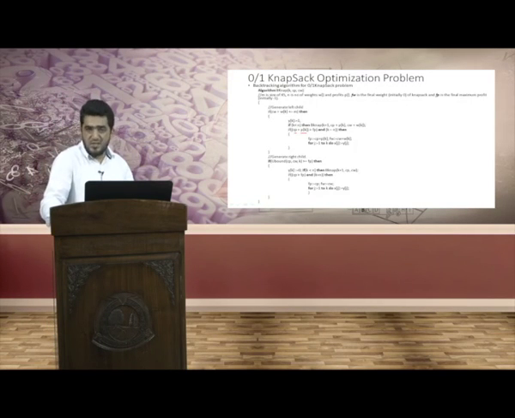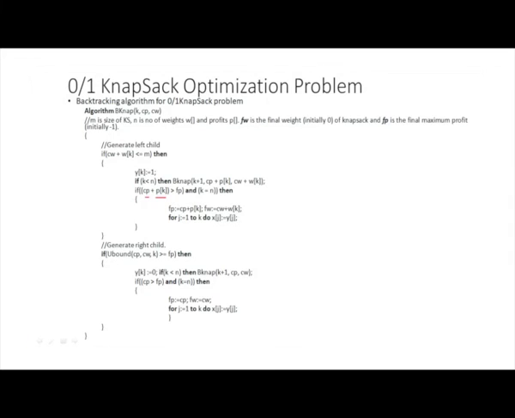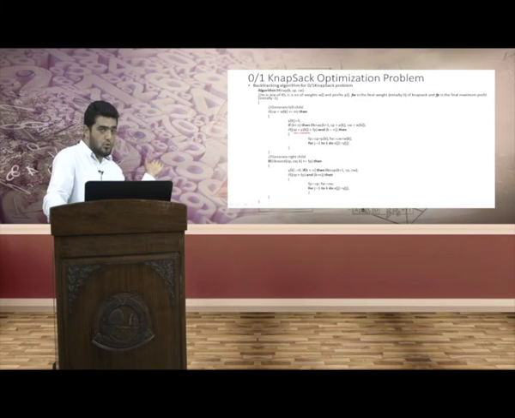So, we will keep on changing this. If the current profit plus the profit obtained by adding this current item is greater than the final profit that we have stored so far, the best possible profit, and also k is equal to n, so we are considering the last item, then obviously we have found one of our solutions.